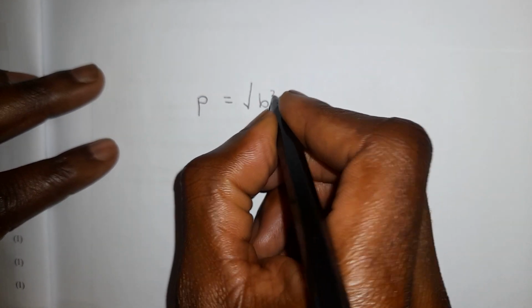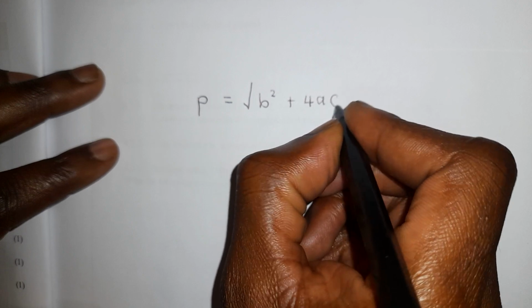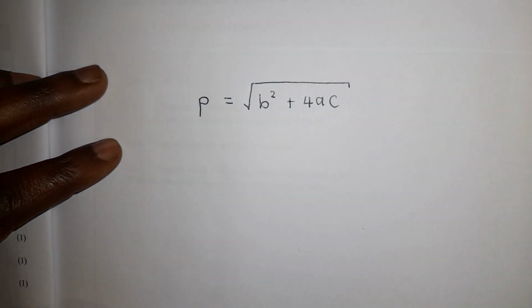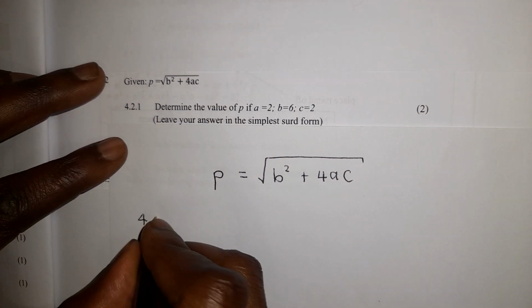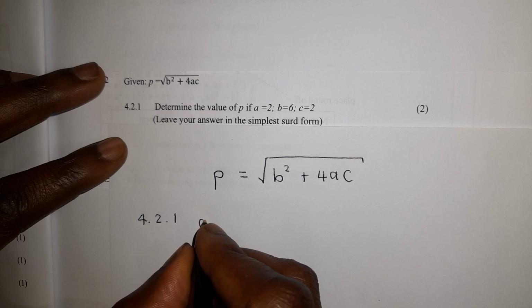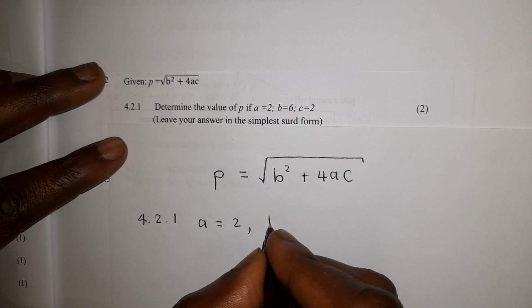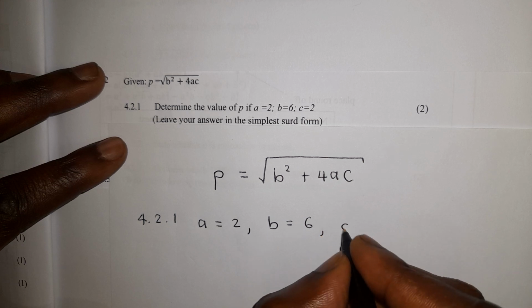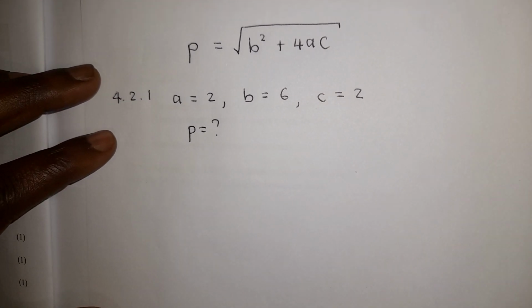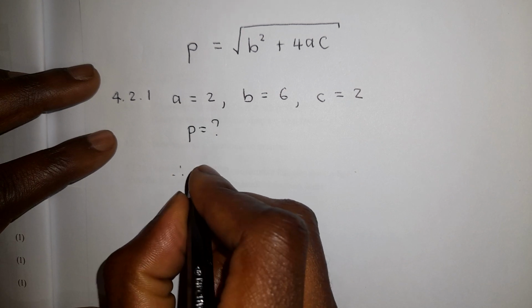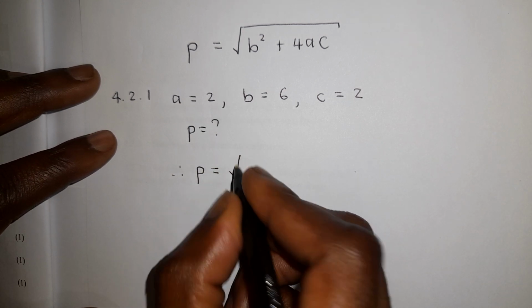We are given that P is the square root of B squared plus 4AC. First question, 4.2.1. If A is 2, B is 6, and C is 2, what is P? Right, so this is just a matter of substitution, a question of substitution. Therefore, it means that P is going to simply be the square root of.